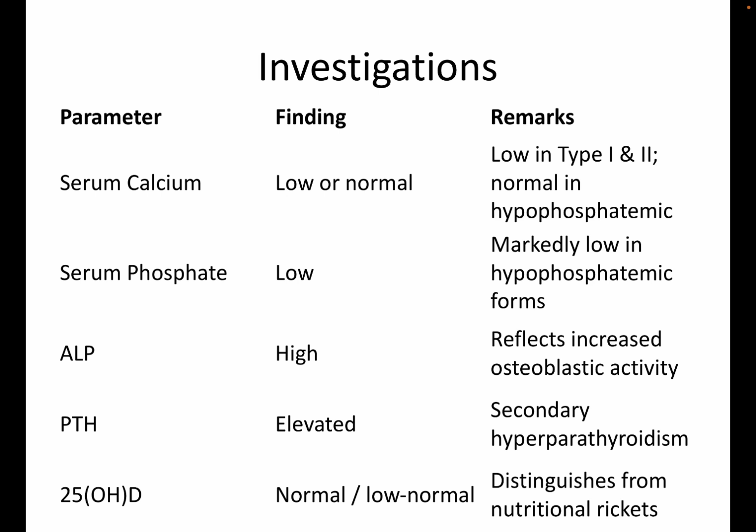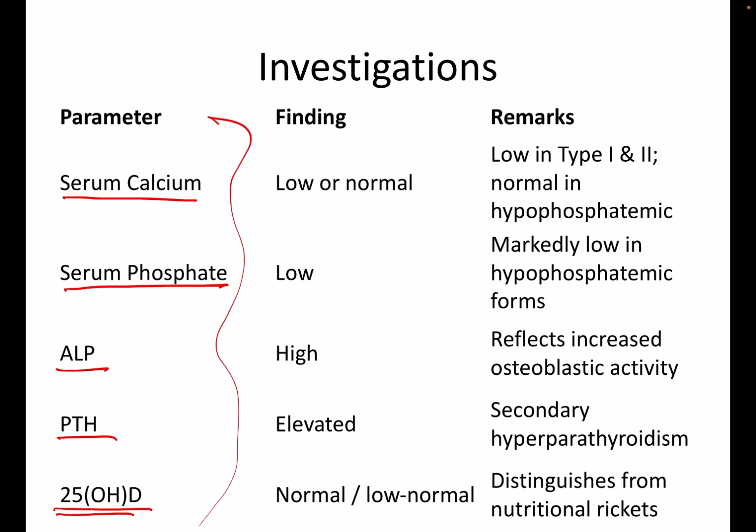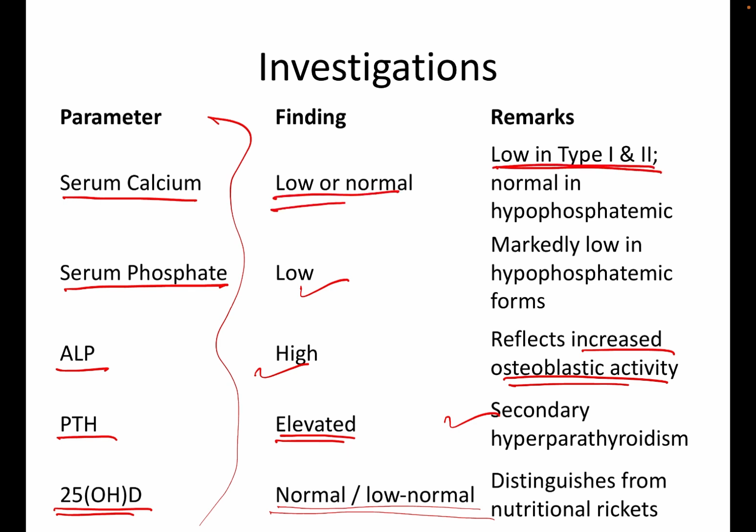So coming to the investigations. Serum calcium, serum phosphate, ALP, parathyroid hormone, and 25 OHD are the investigations that are suggested. And in all these cases, the 25 OHD will be either normal or in the low normal levels. Parathyroid hormone might be elevated in case of secondary hyperparathyroidism. ALP will be high and it reflects increased osteoblastic activity. Serum phosphate will be low and serum calcium will be either low or normal. It will be low in type 1 and type 2 vitamin D dependent rickets, normal in hypophosphatemic rickets.